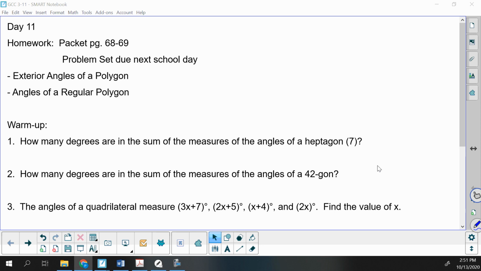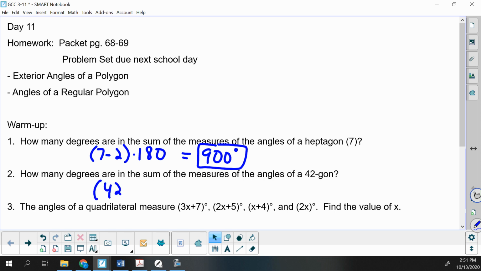All right, so heptagon, I gave you a hint there, was 7. So we want to do 7 minus 2 times 180, and that gives us the sum of the interior angles in any polygon. And you should have gotten 900 degrees for that one. In a 42gon, similar idea, but you're doing 42 minus 2 times 180. And that should have been 7,200 degrees.